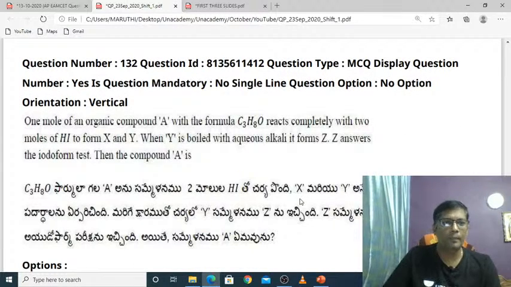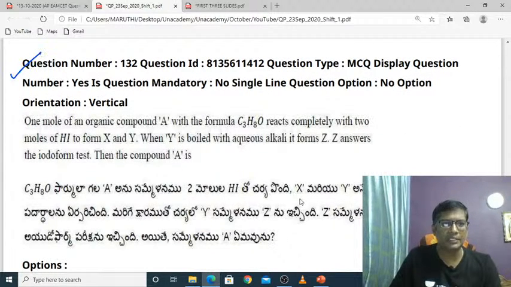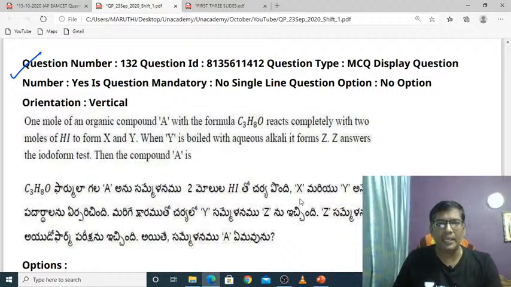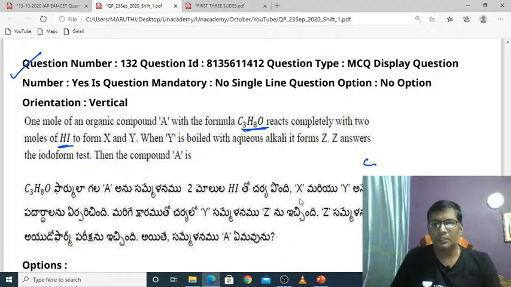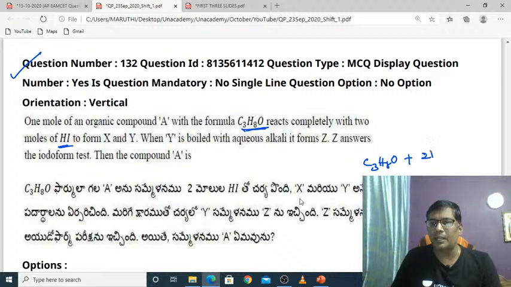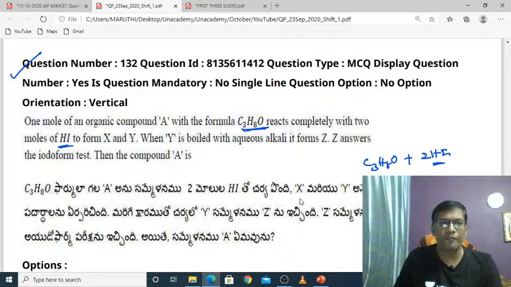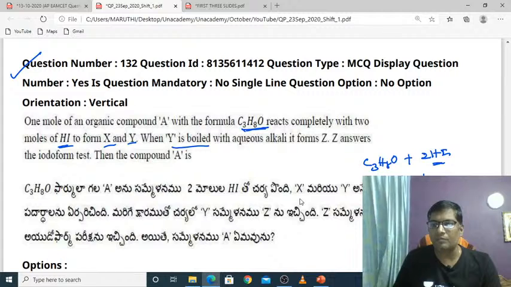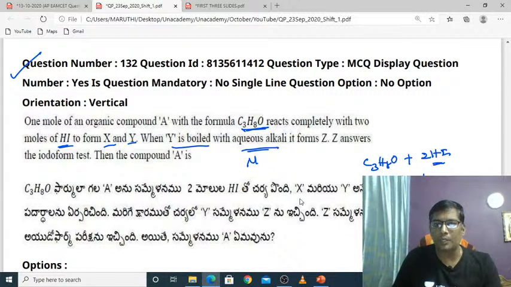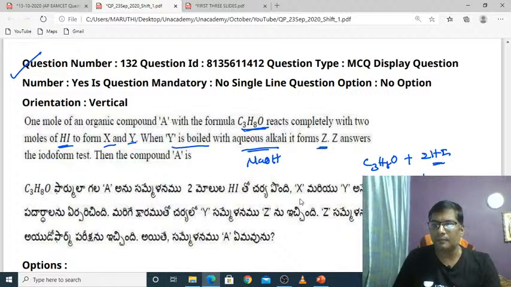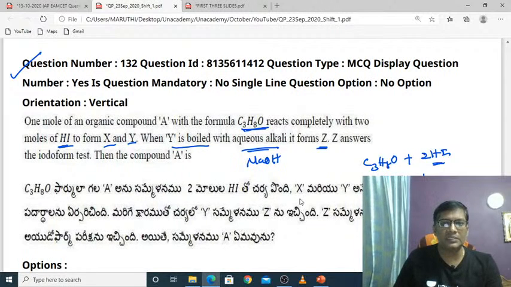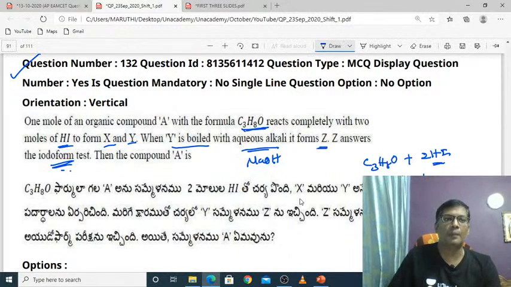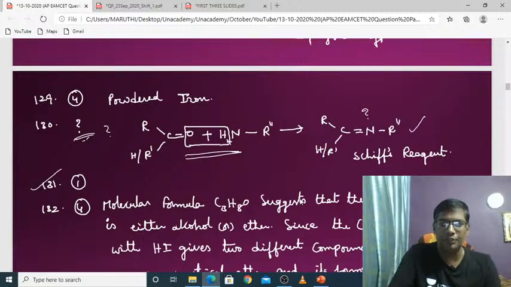Coming to 132. 1 mole of an organic compound A with the formula C3H8O reacts completely with 2 moles of HI. Then it will form X as well as Y. Then Y is boiled with an aqueous alkali. That means if it reacts with sodium hydroxide, then it will produce Z. And Z answers the iodoform test. What is the compound A? That is our question. This is a big question for you.